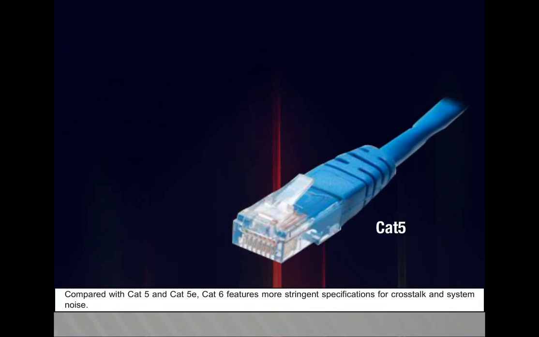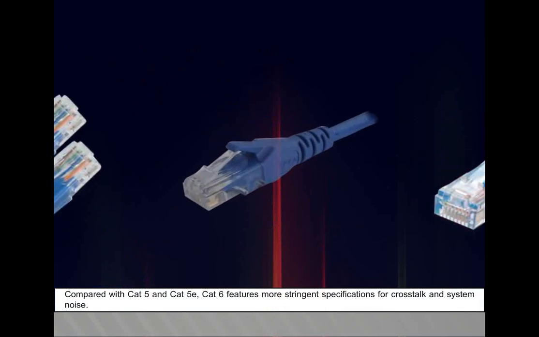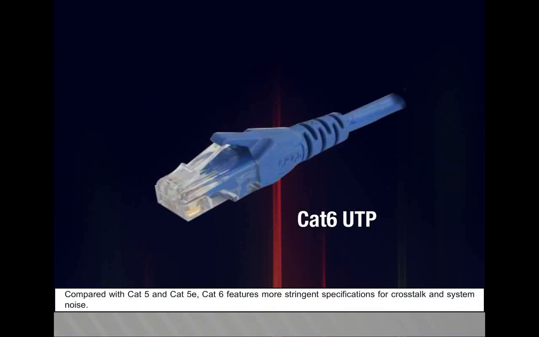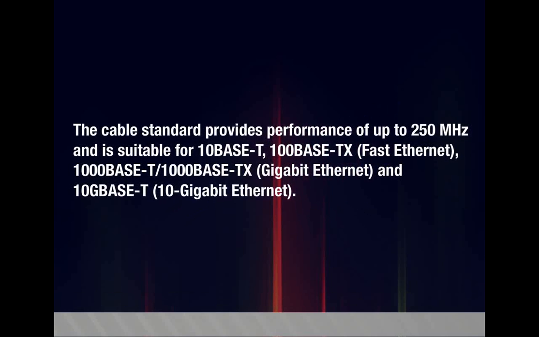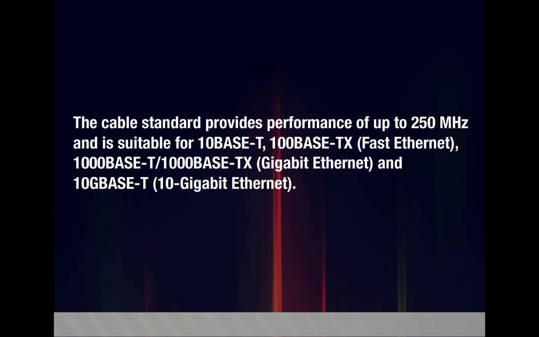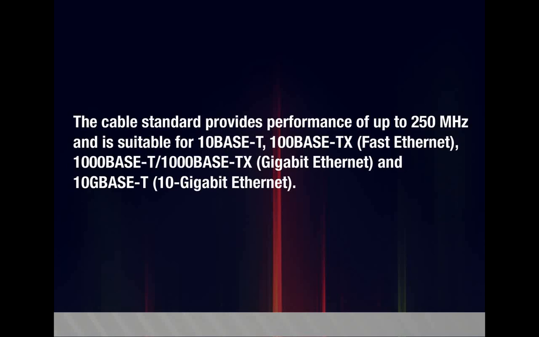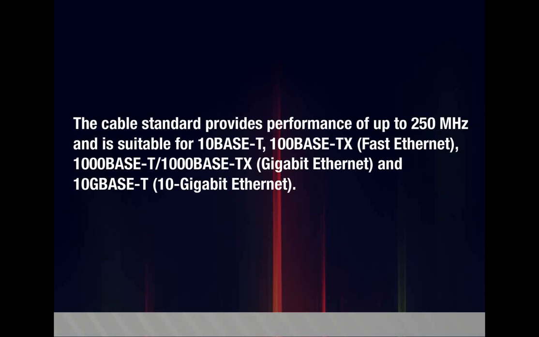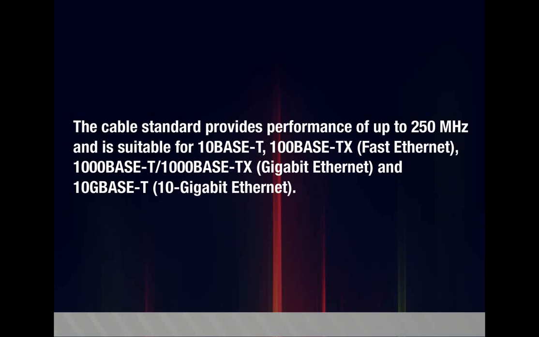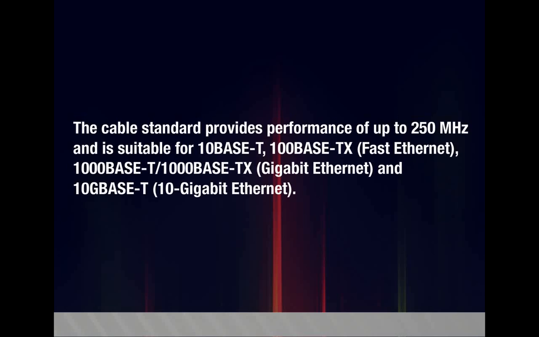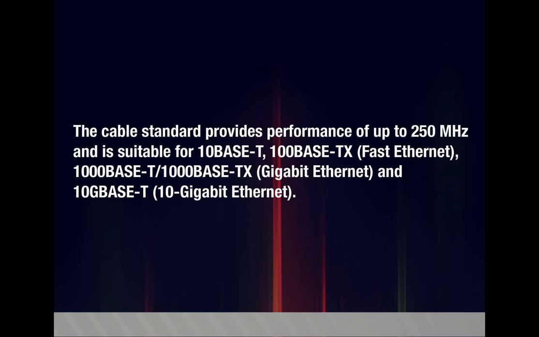Compared with Category 5 and Category 5E, Category 6 features more stringent specifications for crosstalk and system noise. The cable standard provides performance of up to 250 MHz and is suitable for 10 base T, 100 base TX, that is fast Ethernet, 1000 base T or 1000 base TX, that is Gigabit Ethernet, and 10G base T, that is 10 Gigabit Ethernet.